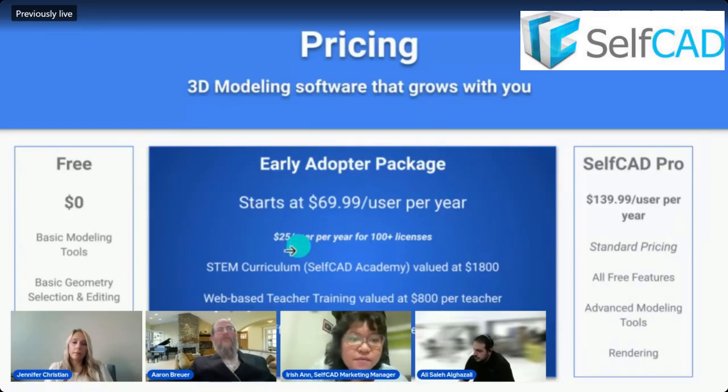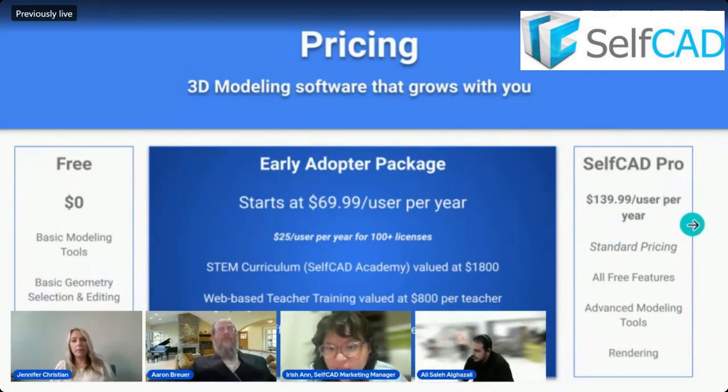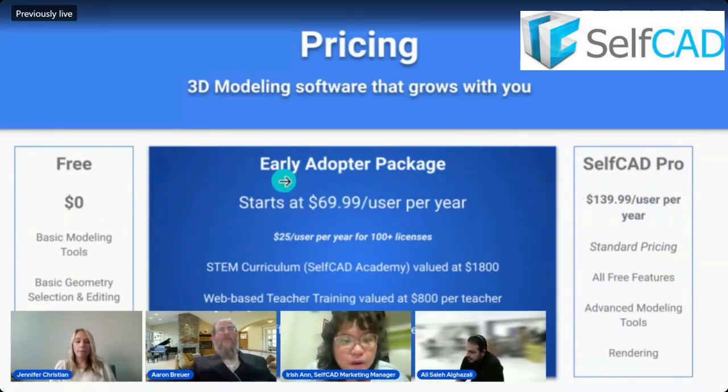So we do have a free plan that includes the basic modeling tools, and interactive tutorials are included across all plans, free or paid. And we have the standard pricing, which is 139.99 per user per year. It includes all the free features, advanced modeling tools, rendering, also the STL slicer for 3D printing. We have that there.